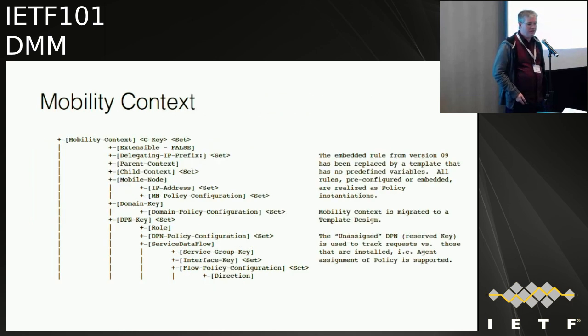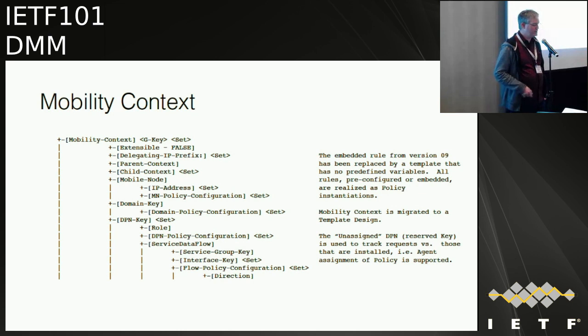Mobility context, although it goes into the new template model, a lot of the stuff that we know is still there. So we do have the extensibility attribute here. It is a template. So the interesting thing is you can lock context now and make it immutable. So that has some very interesting applications in the network as well. We still have the basic parent-child types of designs, the mobile node domain, and the DPN assignments for version 9.